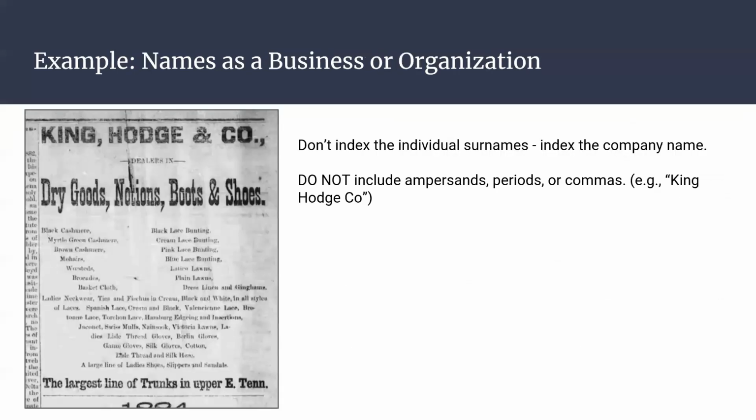Now you will see many examples, especially as you're looking at advertisements, of businesses that have surnames in them. So here's an example of an advertisement for King, Hodge and Company. So we're asking you to not index the individual surnames, but index the company name. So you'll want to index these names together, even though they are the surnames of individuals. We also are asking you not to include ampersands, periods, or commas. So in this particular example, this would be indexed as King, Hodge, Co.